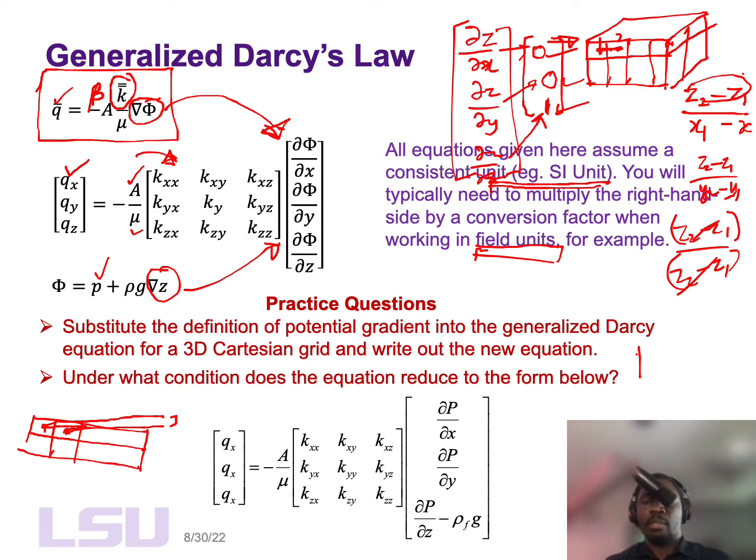And so I ask you to substitute the definition for potential gradient into this equation, right? And then write out what the new equation will be. And then tell me under what condition the equation will reduce to this form where you just have pressures in the first two entries, and in the last entry you have rho g.